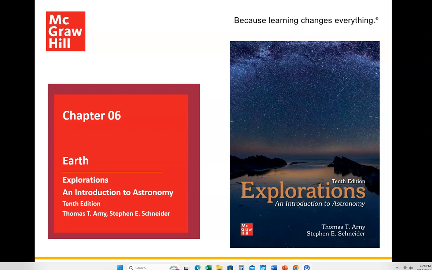All right, to begin test two material, we're going to turn now to chapter 6 and actually talk about some planets in our planetary astronomy course. That's actually what Astronomy 101 is. Astronomy 102 is stellar astronomy, so it deals more with stars.